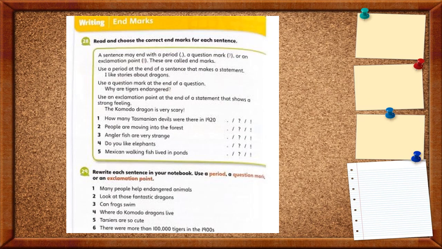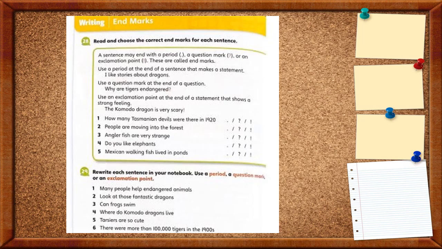A sentence may end with a period, a question mark, or an exclamation point. These are called end marks. Period es un punto, question mark es un signo de interrogación y un exclamation point es un signo de exclamación. Use a period at the end of a sentence that makes a statement. Utilizamos el punto después de una oración. For example, I like stories about dragons. Me gustan las historias de dragones.